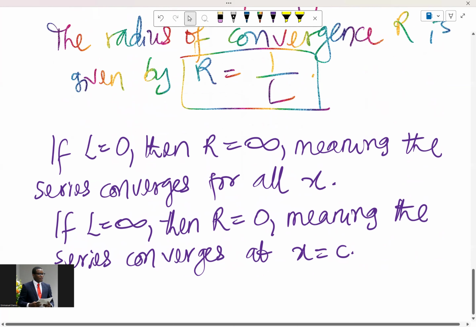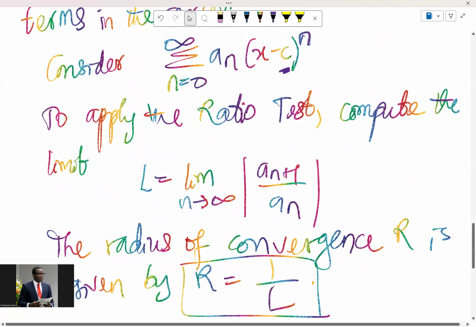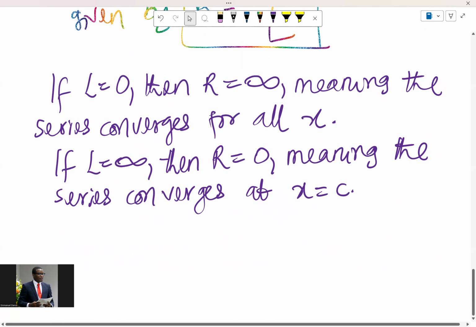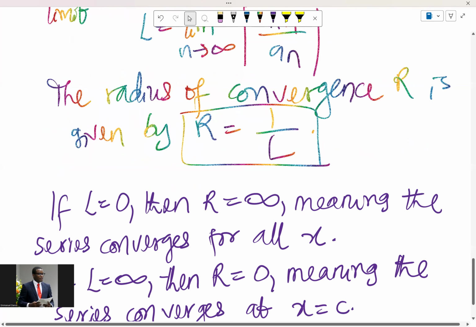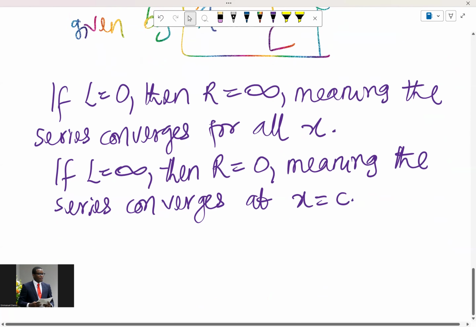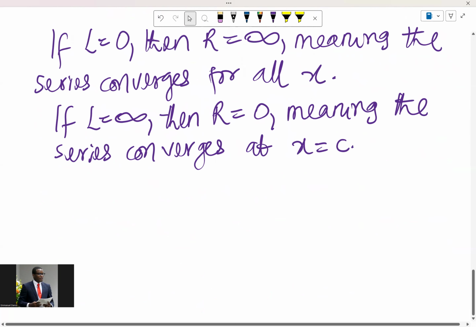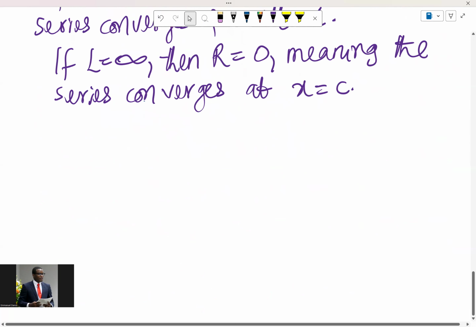So let's take some examples. It's just like the first video, except that now our emphasis is on radius of convergence. And of course, we have this new insight that the value of your limit is really important here. Once you get that value, it's just 1 over that, and you get the radius of convergence, and you have all these conditions. So let's have one example.